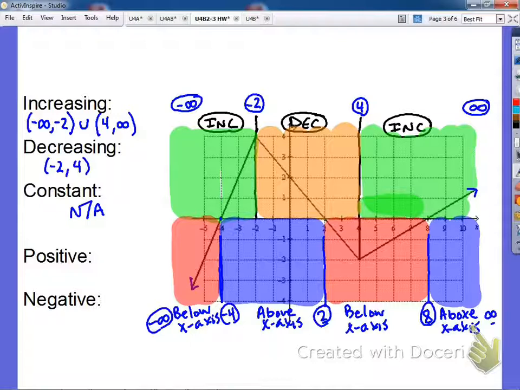Okay, so now let's just talk about where it's positive. Let's answer this question. Where's the graph positive? From -4 until +2, unioned with, there's another section here where it's positive, from 8 until positive infinity.